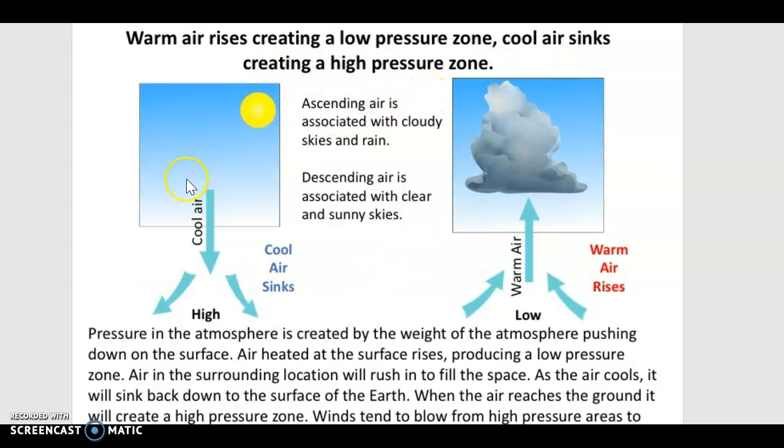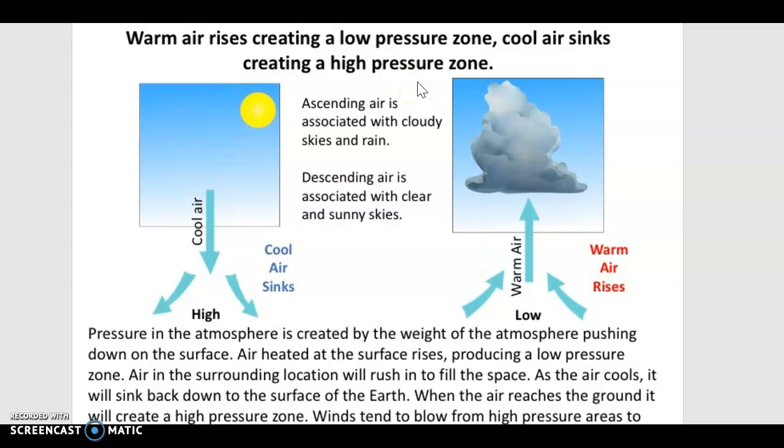So if we look at our example right here, here's our warm air going up, the pressure is low, sometimes this is associated with storms, and then here's our convection current, the air cools off, it goes back down, high pressure is associated with clear skies and sunny air. So here's your keywords up here.